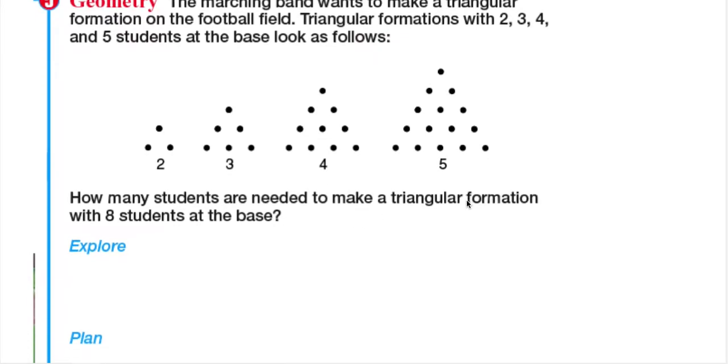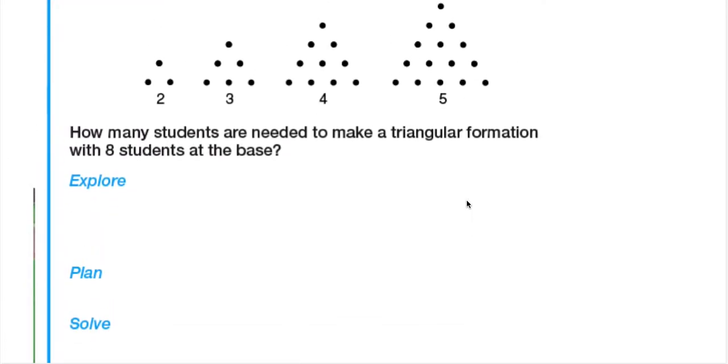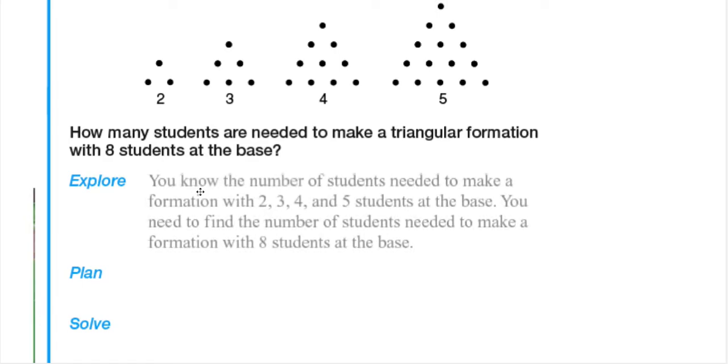And following what we learned from lesson 1, the 4-step plan, let's find out what we know already or what we need to know. You know the number of students needed to make a formation with 2, 3, 4, and 5 students at the base. You need to find the number of students to make a formation with 8 students at the base. So this is what we need to find out. Always in a word problem, you try to find what is being asked of you. Okay, then we plan to solve our problem.